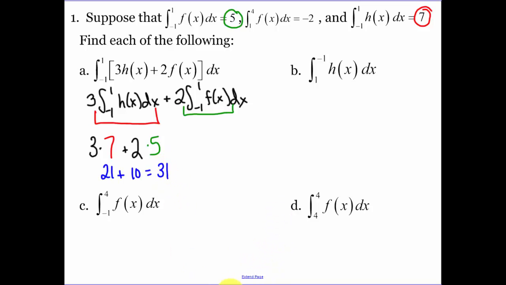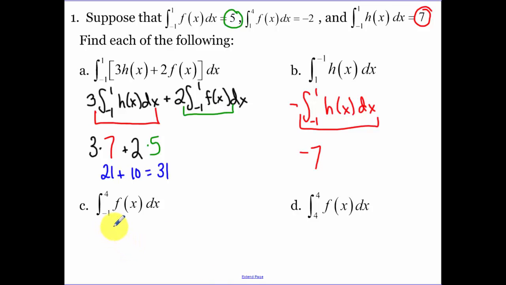All right, now looking at from 1 to -1. Remember, we have to add in the negative if we want to switch the location of those two integral limits. That value is 7, so our answer is -7.